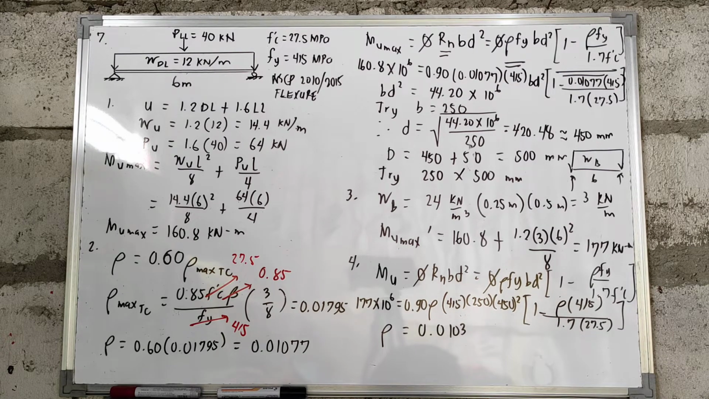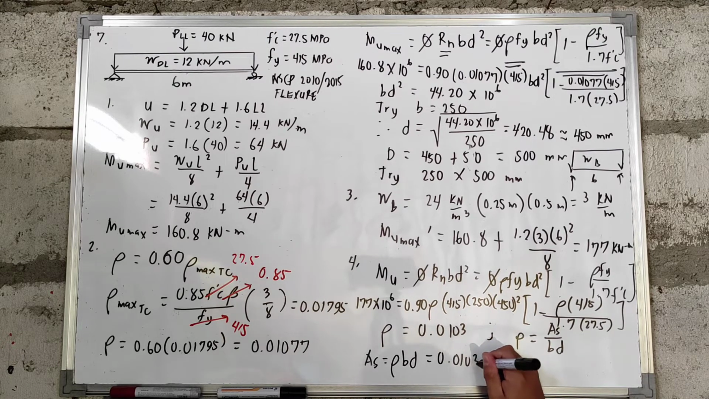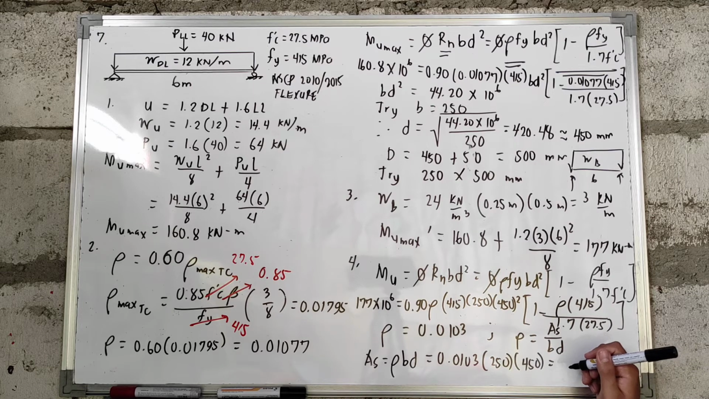So kung meron kang value ng rho natin, by means of yung formula natin, rho is equals to As over bd, we can now calculate for the value of your area of steel reinforcement. So As is now equal to rho multiplied by yung b multiplied by d. So you will have rho na 0.0103. Yung b natin, that is equal to 250 mm multiplied by the effective depth of 450 mm. So yung area ng steel reinforcement natin, that will be 1158.75 mm squared. So with that, meron kang total area ng steel reinforcement.